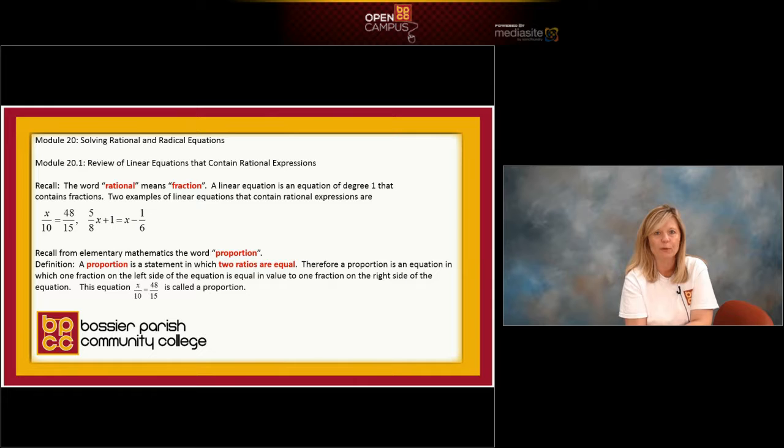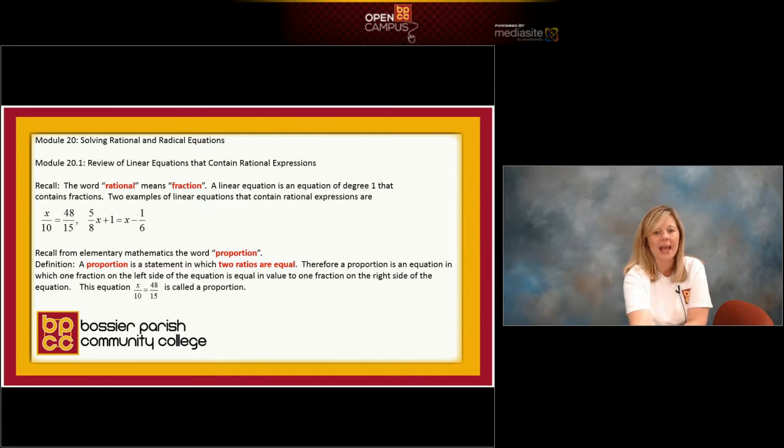Now, there's something that you learned back in elementary school that I do not want to forget. You've heard the word proportion. A proportion is when you compare two quantities and set them equal to each other. And those two quantities that you're comparing are ratios. And a ratio is a fraction. So a proportion is a special type of rational equation.